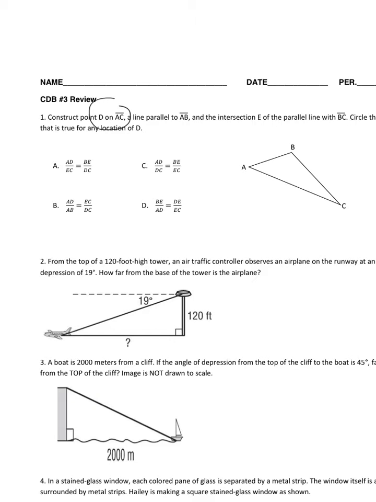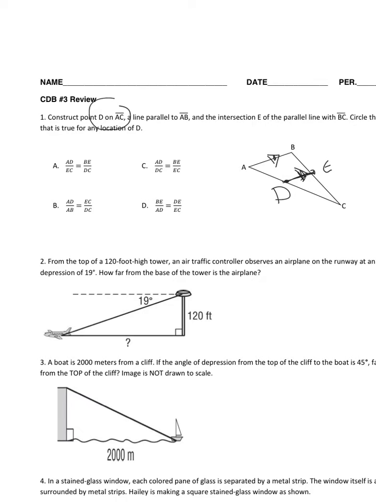So what they're really asking you to do is to make a point D somewhere on AC and a point E somewhere on BC, so that you make a segment right there that's parallel with AB. Okay, again, I know there's a lot going on. The wording's kind of crazy.